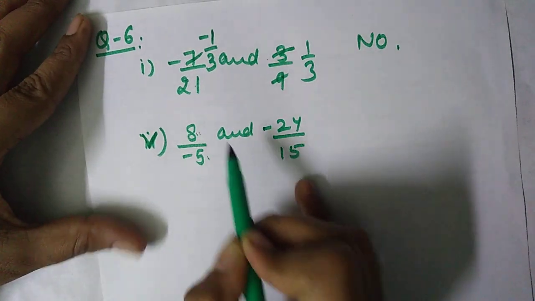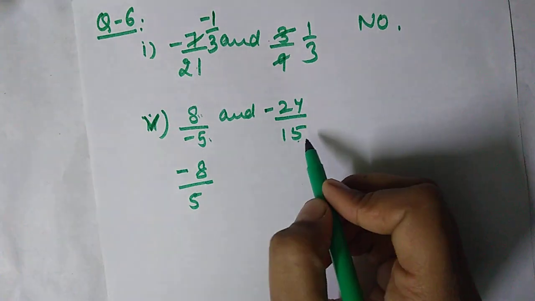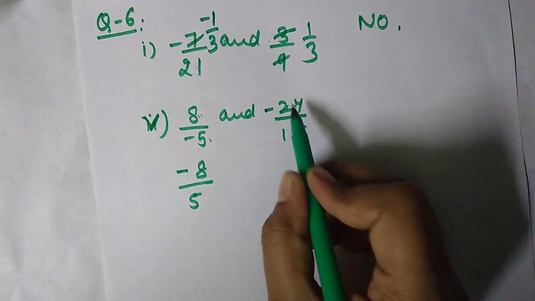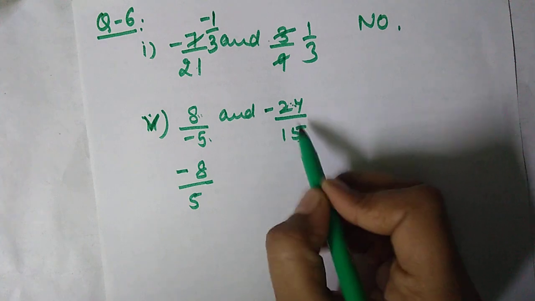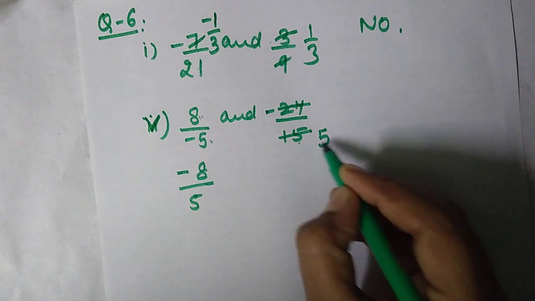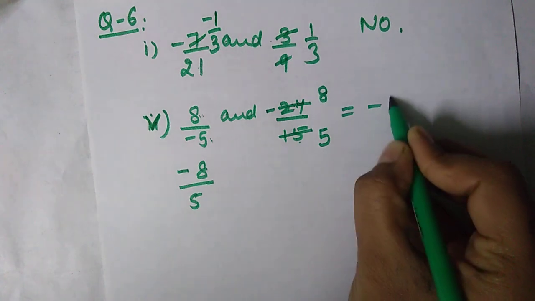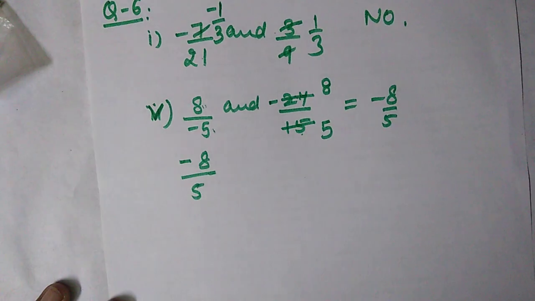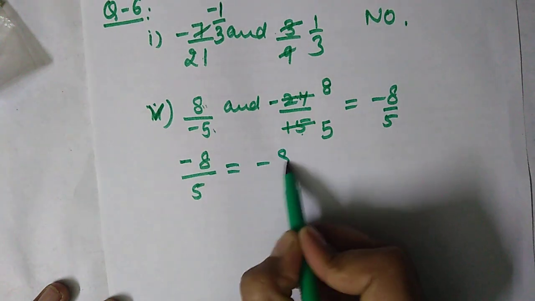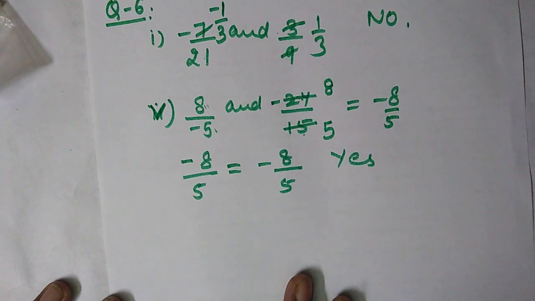You have to tell whether this pair represents the same rational number or not. This is already in simplest form, and this can be written as minus 8 by 5. Now this is not in simplest form, so I have to convert it into simplest form. Numerator and denominator get cancelled with 3 because they are both divisible by 3. 3 fives are 15, and 3 eights are 24, so it is minus 8 by 5. So this is minus 8 by 5 and this is also minus 8 by 5. Minus 8 by 5 is equal to minus 8 by 5, so yes, they are representing the same rational numbers. So this is question number 6.